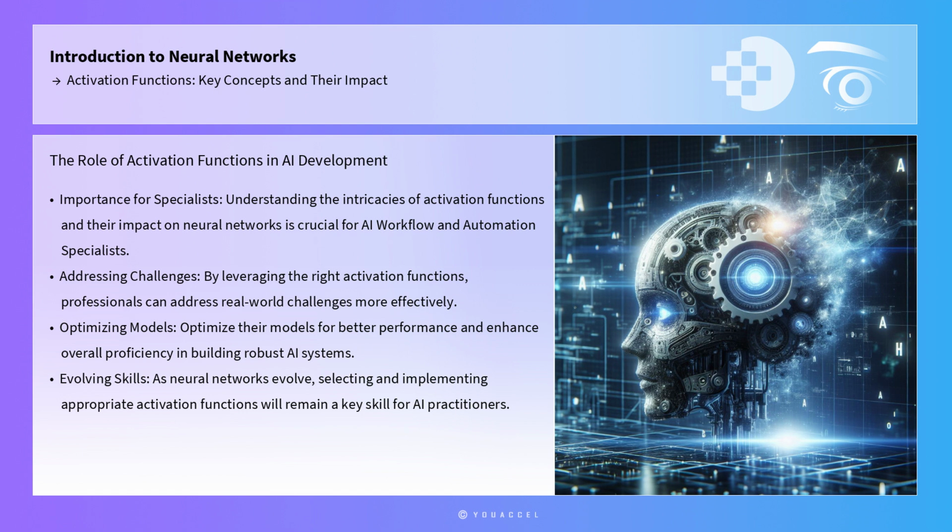Understanding the intricacies of activation functions and their impact on neural networks is crucial for AI workflow and automation specialists. By leveraging the right activation functions, professionals can address real-world challenges more effectively, optimize their models for better performance, and enhance their overall proficiency in building robust AI systems. As neural networks continue to evolve and find applications in diverse domains, the ability to select and implement appropriate activation functions will remain a key skill in the toolkit of any AI practitioner.